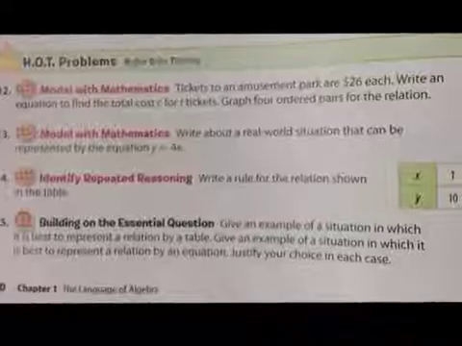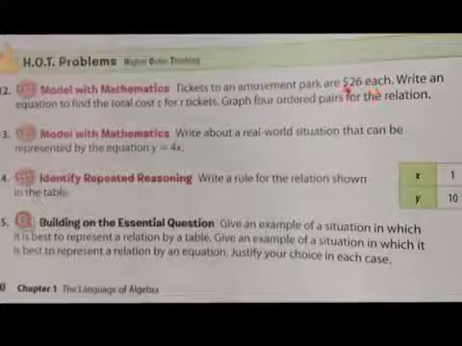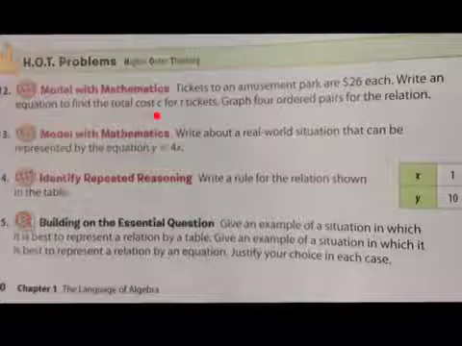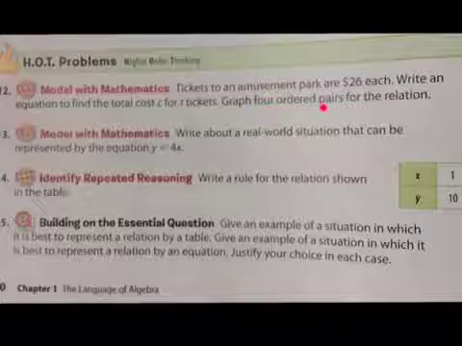Okay, as I promised, I would be helping you with the HOT problems, the higher order thinking questions. Let's look at number 12. Okay, I'll see if I can zoom in a little bit more. Tickets to an amusement park are $26 each. Write an equation to find the total cost, so our variable for cost will be C, for tickets. Okay, graph 4 ordered pairs to the relation.